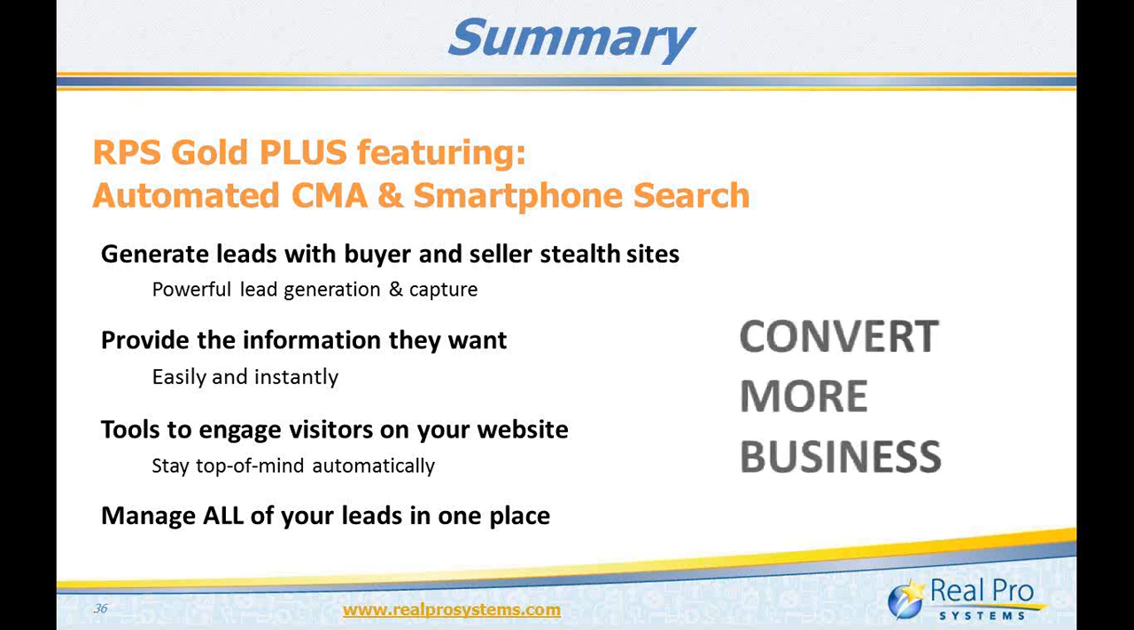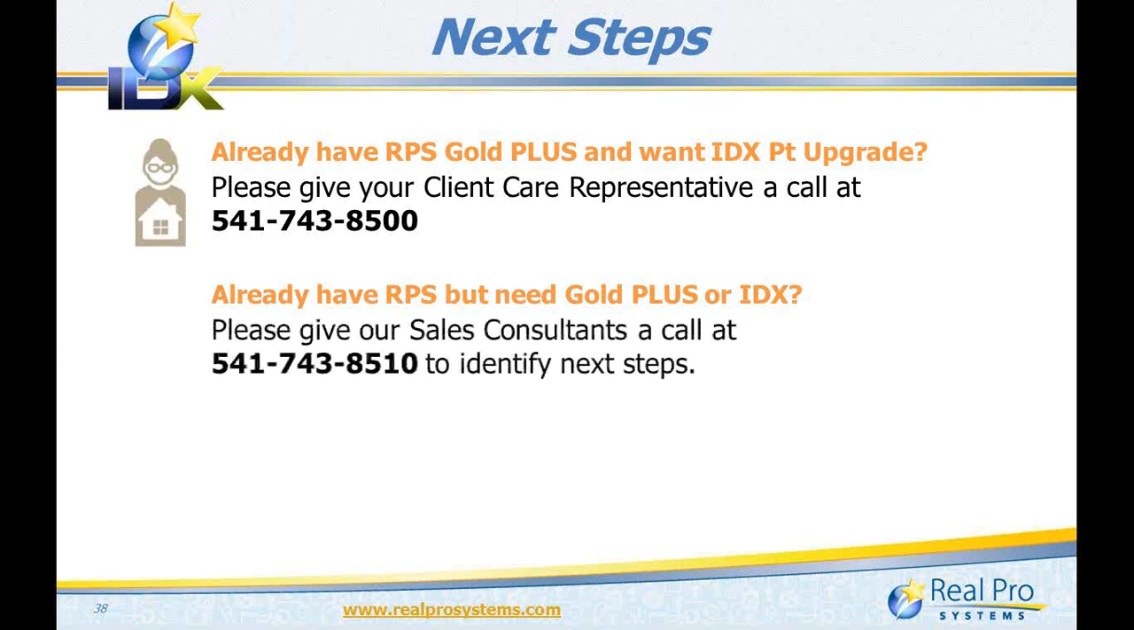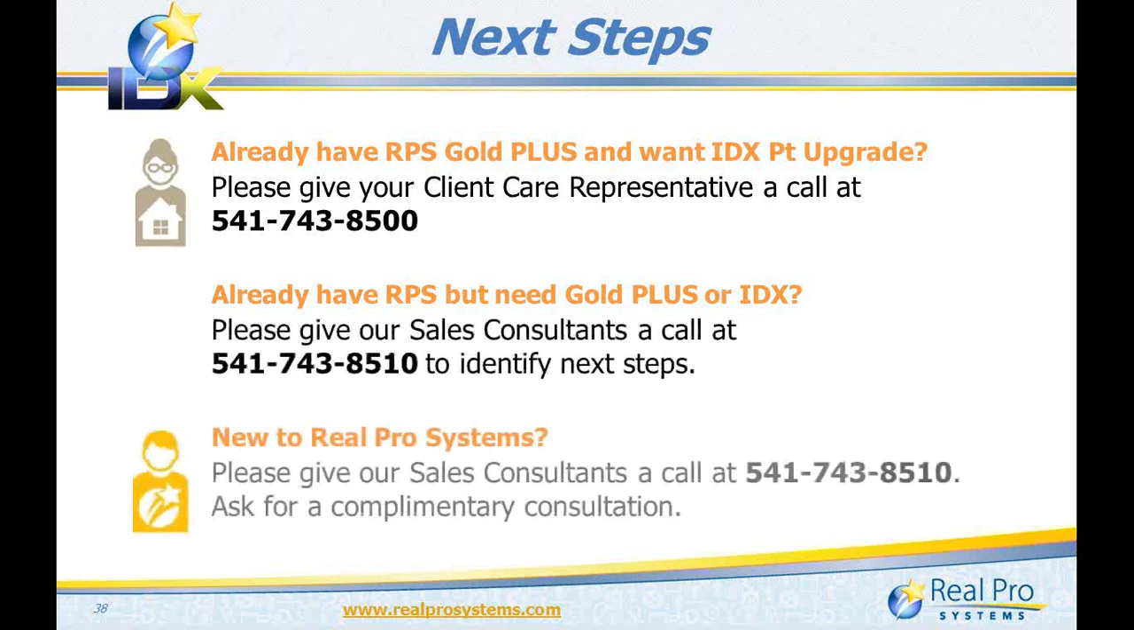So our next steps, if you've already got a Gold Plus system and you just need IDX PT as an upgrade, which is for the smartphone search, you'll just want to call this number here, 541-743-8500. But if you're either new to Real Pro Systems or you need to upgrade from Gold to Gold Plus, feel free to give one of our sales consultants a call, and that number is 541-743-8510. And so with that, we're going to go ahead and take questions.